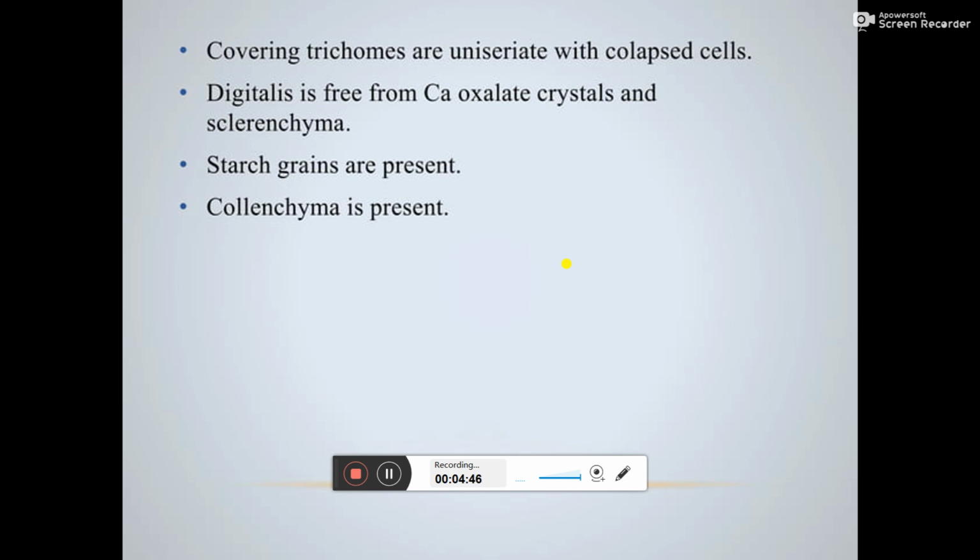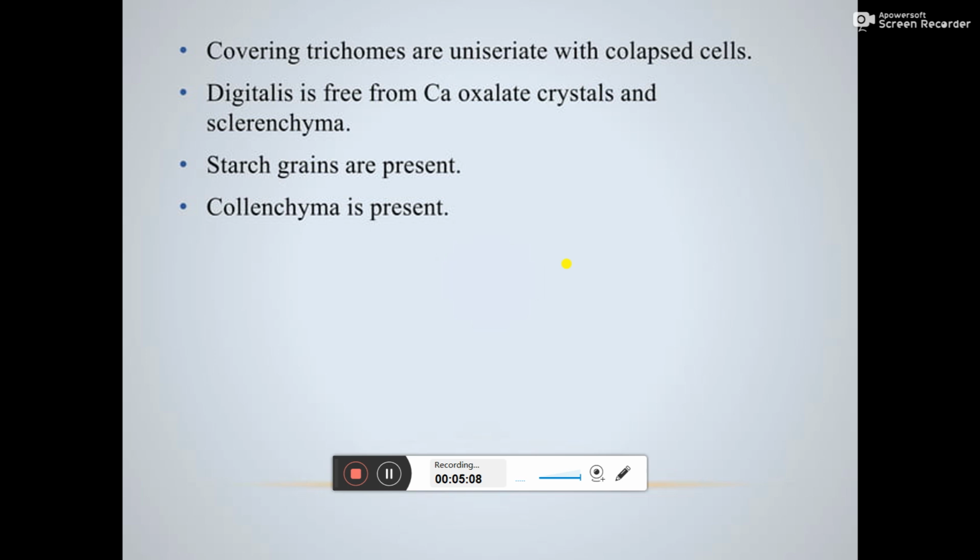Digitalis is free from calcium oxalate crystals and sclerenchyma, but it contains numerous starch grains in the parenchymatous tissue, and collenchyma is present on both sides. As well as below the vascular bundle, there is the presence of endodermis, and lignified pericyclic fibers are also present.